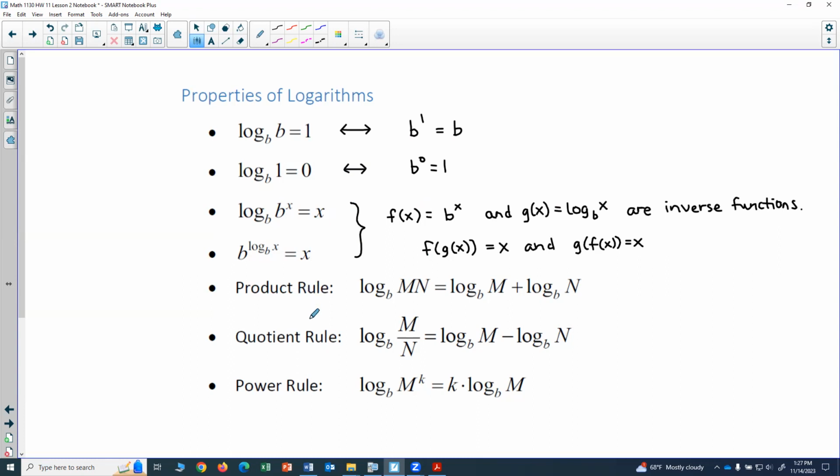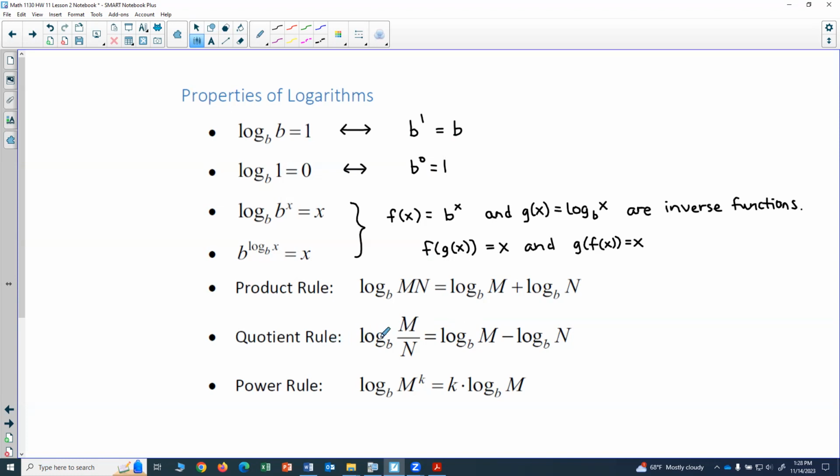Now these last 3 rules, we're going to use them to simplify logarithms. The first one, the product rule, says that if we have log base b of m times n, so 2 things multiplied in the argument inside of the logarithm, we can split it apart as log base b of m plus log base b of n. So multiplication inside of the logarithm splits into addition, and it becomes 2 logarithms.